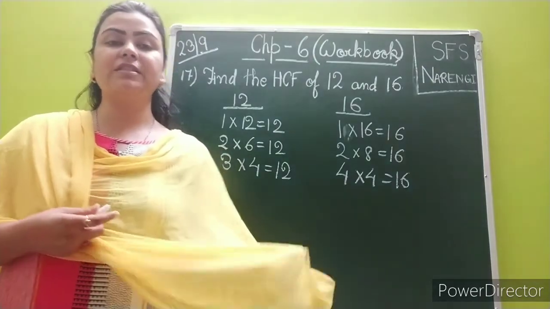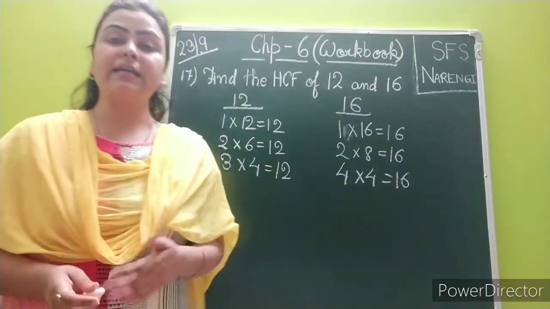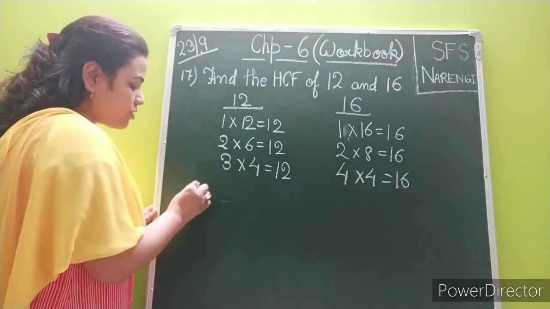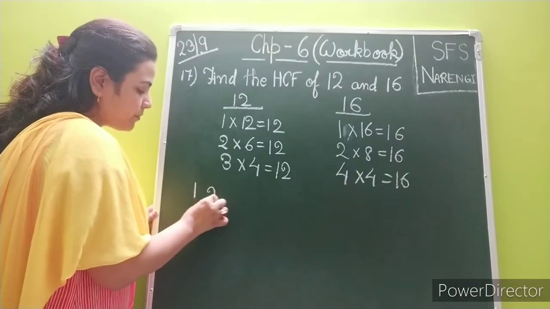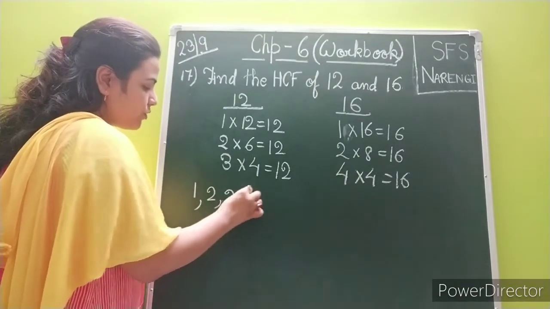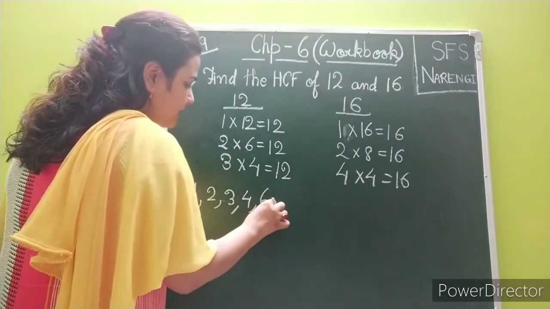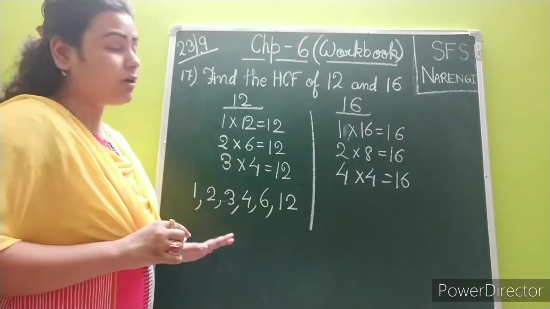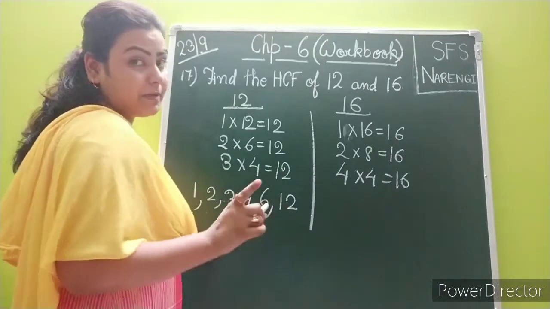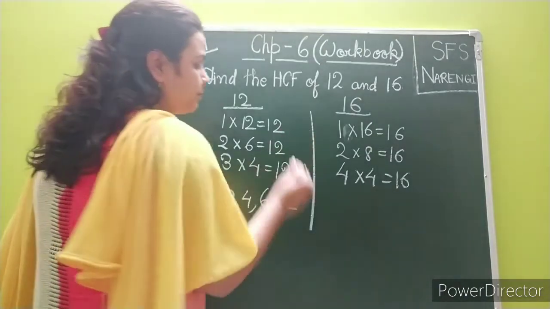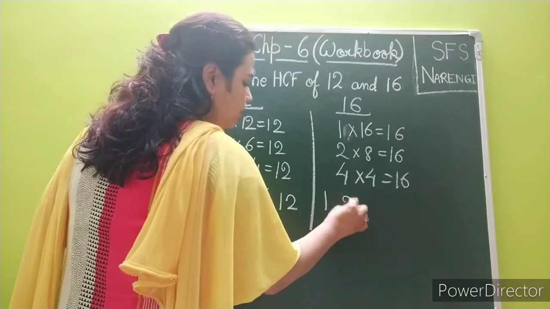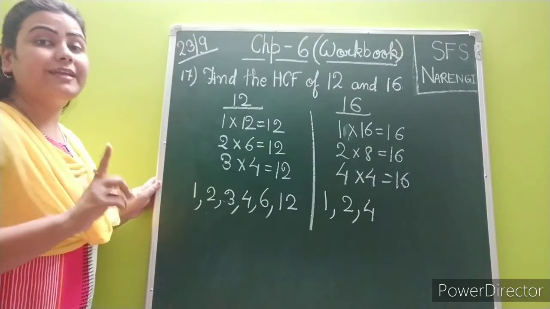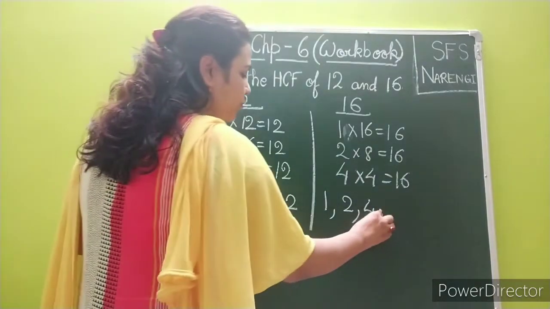What is the full form of HCF, children? It is highest common factor. So, first let us find out the common factors. So, here what are the factors? 1, 2, 3, 4, 6, 12. Children, you will be doing it in your workbook, okay? With pencil. Please write with pencil and with neat handwriting. And here we have 1, 2, 4. See, 4 is appearing 2 times, but we will write it only 1 time. Okay, do not confuse.